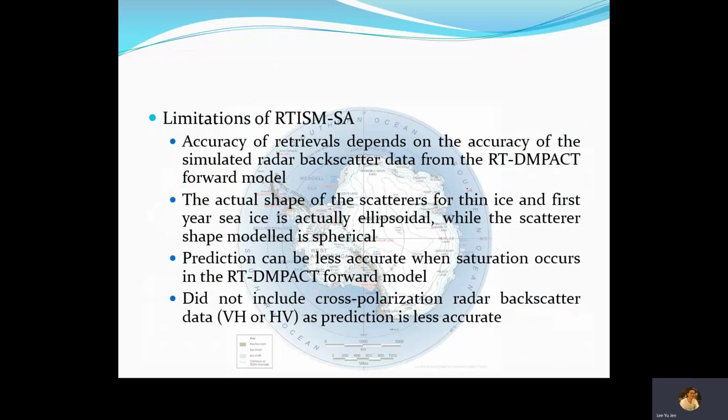So the limitations of the model: the accuracy of the retrieval depends on the accuracy of the forward model. The shape of the scatterer is currently catered for as spherical, but the actual shape of the scatterers reported in the paper is ellipsoidal. So this may affect the accuracy of the forward model prediction. The prediction is less accurate if saturation occurs. And lastly, we did not include cross-polarization data because currently for our model, the prediction is not so accurate.